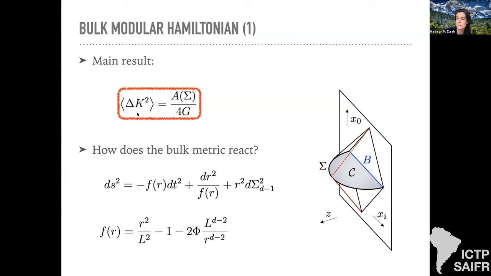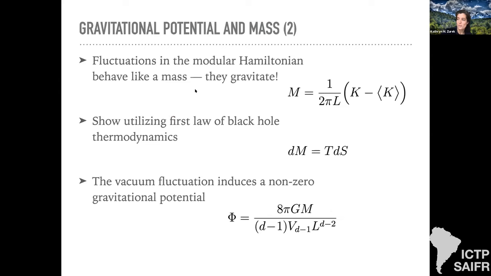Okay. So now we have these modular energy fluctuations, and we want to know how the bulk metric reacts to these modular energy fluctuations. So we go through the same procedure that I talked about earlier, where we now take this topological black hole metric, but now we allow for metric fluctuations around the vacuum. And now we can compute how this metric fluctuation is related to these modular energy fluctuations. And so this is the answer. The mass, quote unquote mass, of the topological black hole is just the fluctuation in the modular energy.